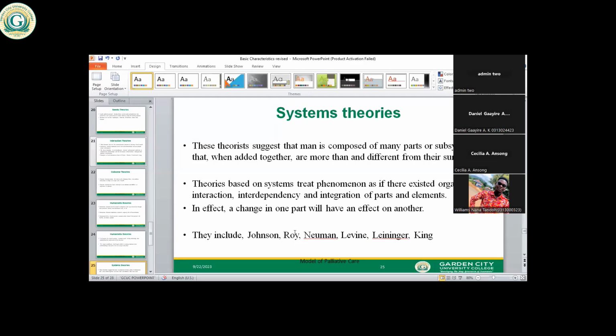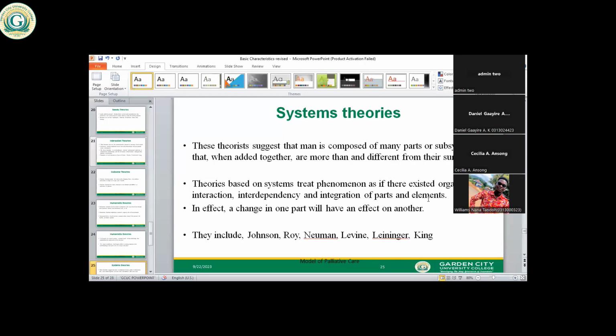So that is the systems theories. It states that theories based on systems treat phenomena as if there existed organization, interaction, interdependency, and integration of parts and elements. So it should inform us that when we are taking care of patients, we should appreciate the fact that every individual is composed of many parts. So when one part is affected, it automatically will also have effects on the other systems. That is why even in nursing, we don't just focus on the signs and symptoms. We go further to say that the patient is treated holistically.